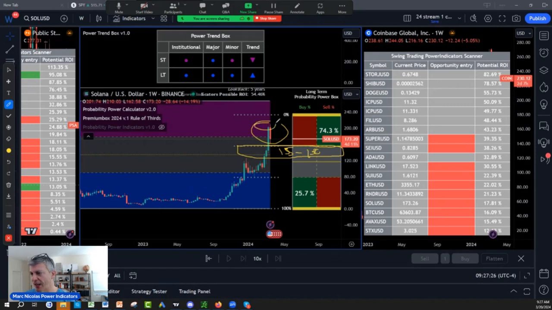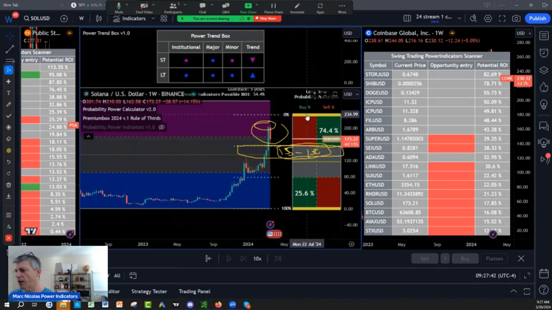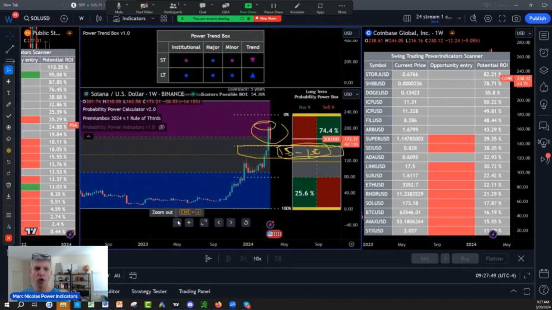The guys who chase that move at the 200, they are getting wrecked already, 30 points. So the 155, 130 area on Solana is a lot better, guys. See this previous high too, this 130 area? It's a lot better re-entry on Solana for a price target on Solana of 234 and 268 on the probability power indicator.